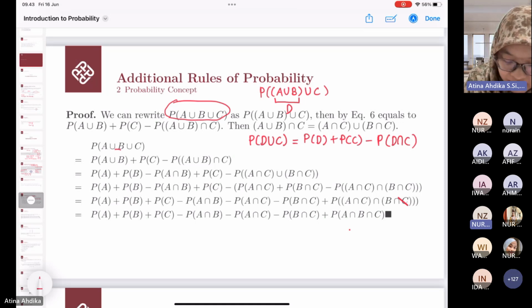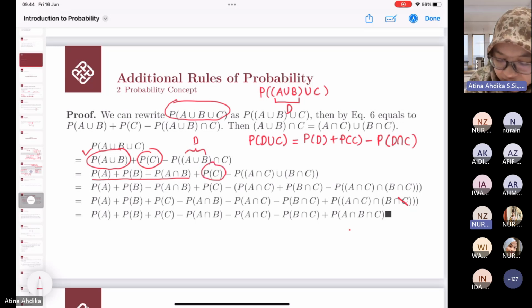Yeah, so D here is the union between A and B. So this is the probability of D plus the probability of C minus the probability of the intersection between D and C, because the union between A and B is called D. So we have the equation like this. Then we will derive again the probability of the union between A and B using equation 6. So we have here the probability of A plus the probability of B, minus the probability of the intersection between A and B, and then plus the probability of C here.